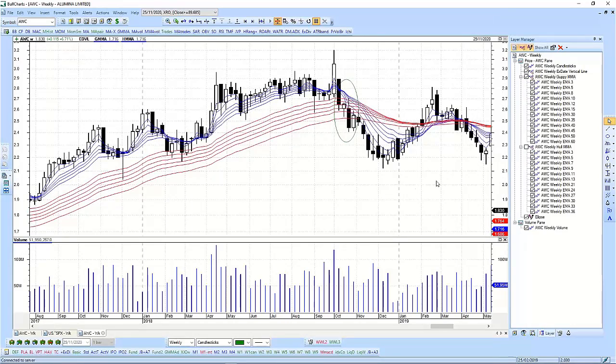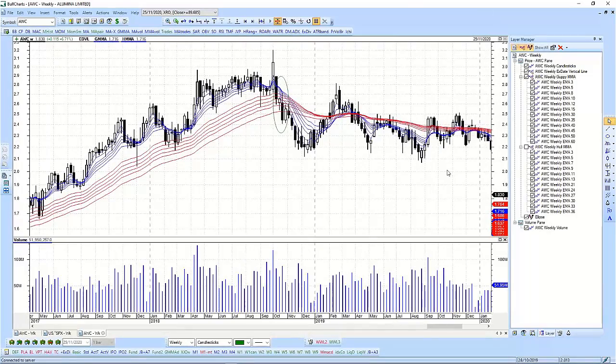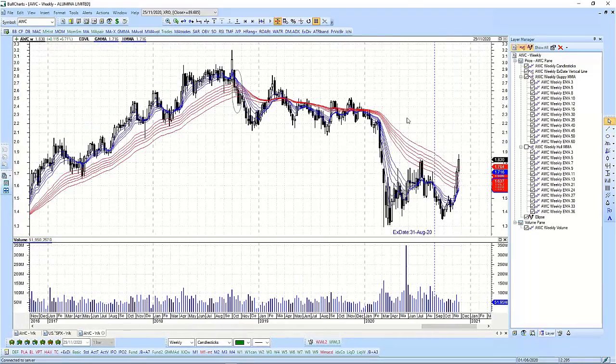That's the Guppy multiple moving average. And as I said, the Hull ones are likely to be similar. Does anyone have any comment about Guppy's multiple moving average or Alan Hull's version?